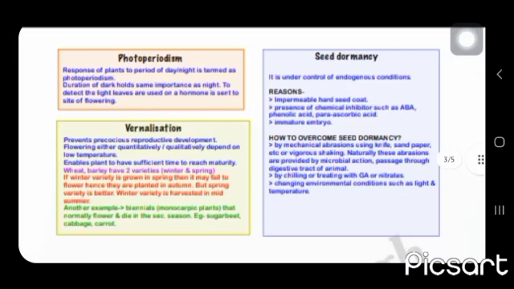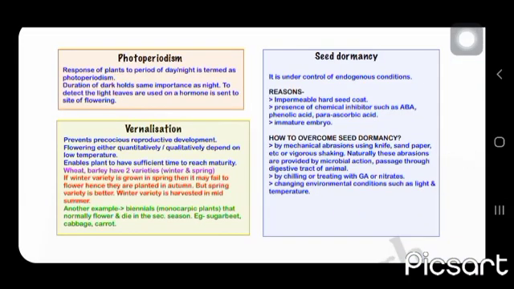Then what is photoperiodism? Response of plants to the period of day and night is termed as photoperiodism. It is a very important topic. Duration of dark period holds the same importance as night. To detect the light, leaves are used, and a hormone is sent to the site of flowering.